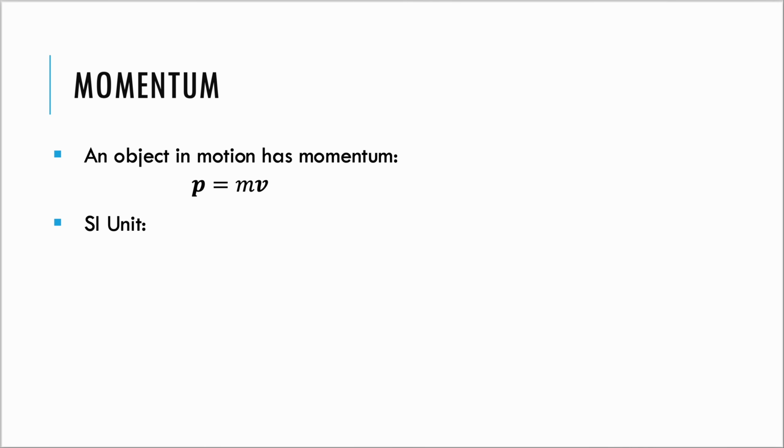First, momentum. An object in motion has momentum. The momentum P is defined as the mass times the velocity, so this is a vector quantity. The SI unit for momentum is kilograms times meters per second.